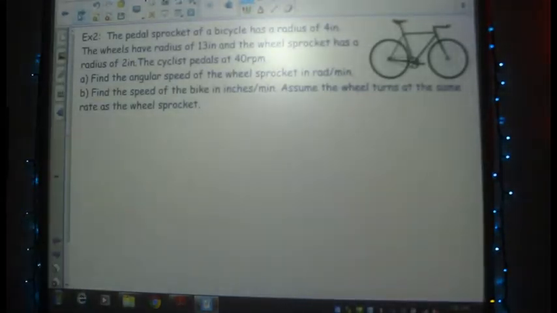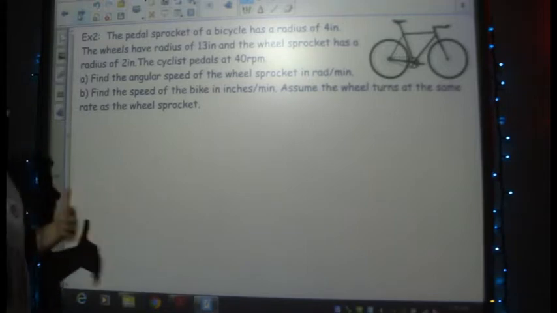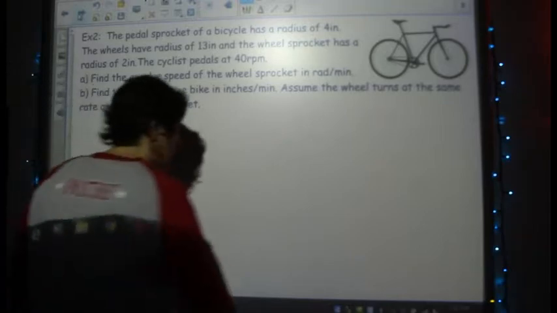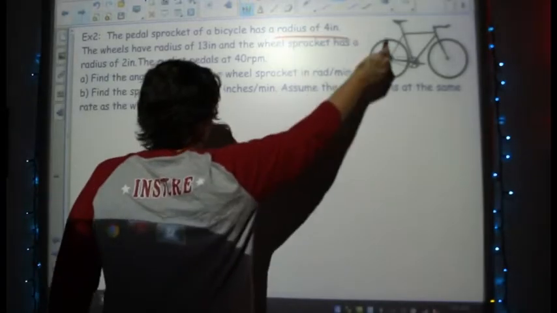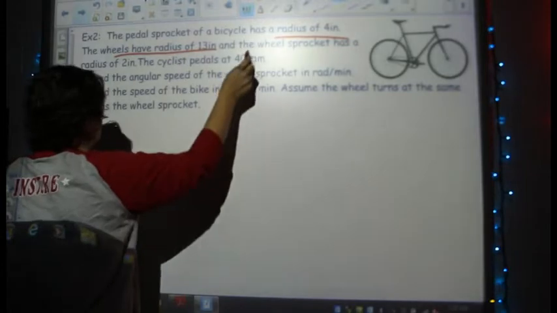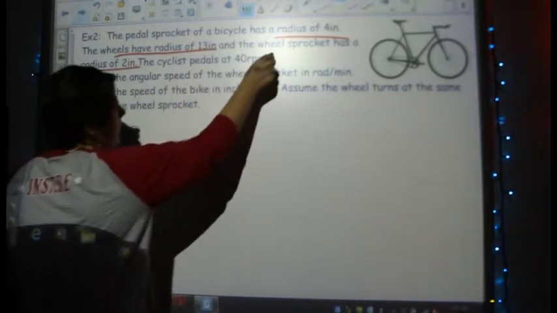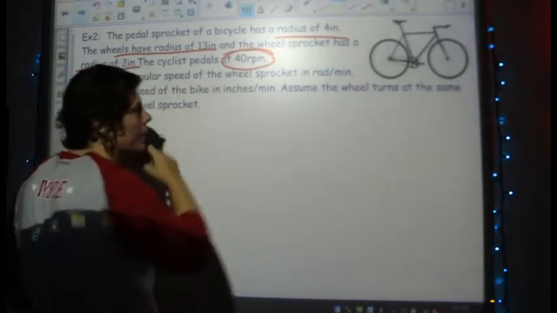The pedal sprocket of a bicycle has a radius of 4 inches. The wheels have a radius of 13 inches, and the wheel sprocket has a radius of 2 inches. The cyclist pedals 40 RPMs. All right, that problem already sounds a little scary. There's a lot of numbers in there. The most important ones, I'm going to go ahead and underline. So it gave us a radius of 4 inches, a radius of 13 inches, a radius of 2 inches, and then it gave us 40 RPMs.